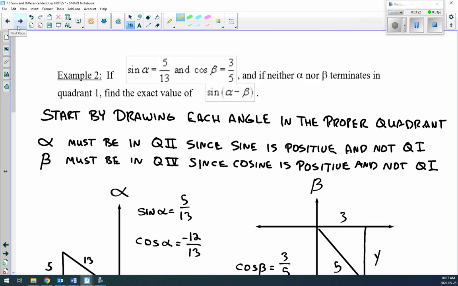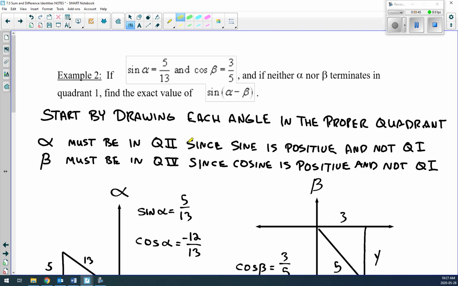So this one, they tell us what sine alpha is, and they tell us what cosine beta is. And what we want to do is find the exact value of sine of alpha minus beta, which is really nice. But the problem is we don't have enough information. We have the sine of alpha. We need the cosine of alpha to help us. We have the cosine of beta. We need the sine of beta to help us. Okay, so let's figure this out.